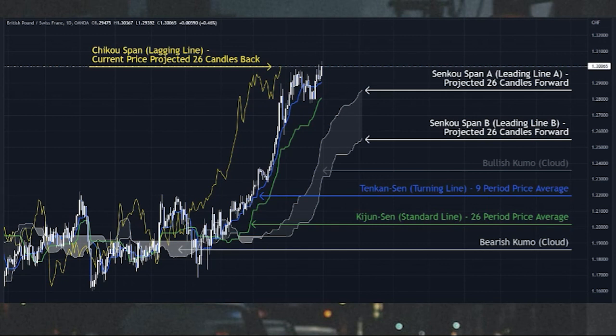Senkou span B takes the highest high and the lowest low over the past 52 periods, averages them, and then throws that data point 26 periods into the future. This second leading line results in creating the strongest point of equilibrium in the Ichimoku Kinko Hyo system. This is the second cloud component. If price closes below or above this line, that indicates a major trend change in the direction of the market.